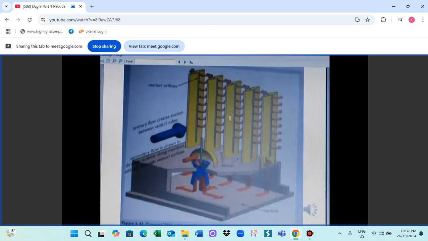So this is for the typical case of construction. So when there's water coming, tidal wave coming, these rotate and produce the electricity.